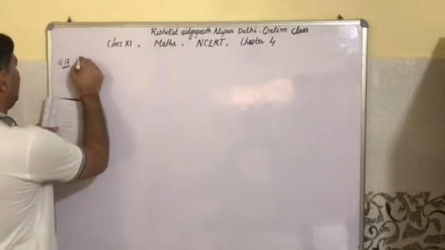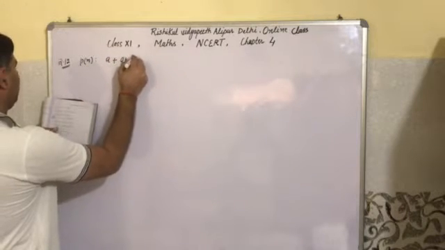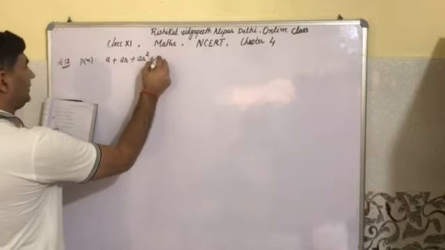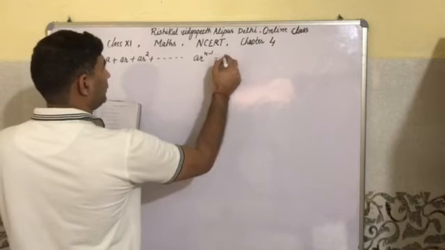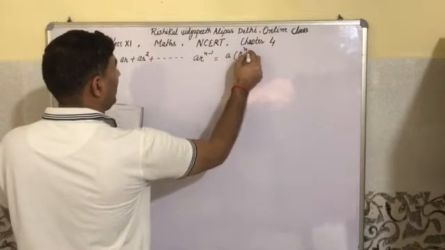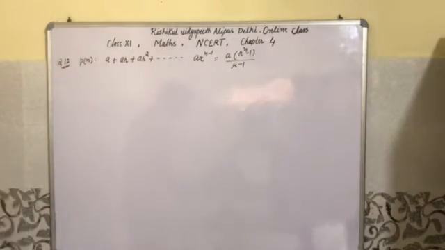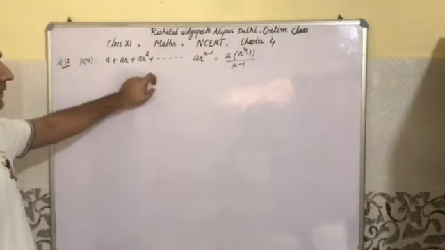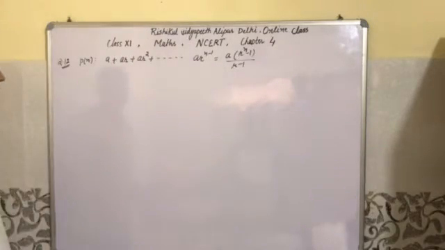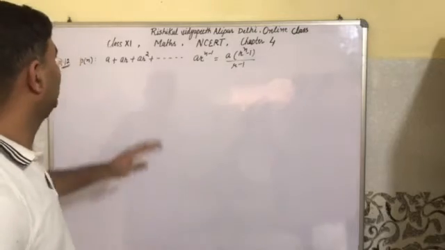Question number 12. P of n: a plus ar plus ar square plus and so on up to ar raised to power n minus 1 is equal to a into r raised to power n minus 1 upon r minus 1. This is the formula of GP, but we can prove that the left hand side is equal to the right hand side by the principle of mathematical induction. First we prove that n is equal to 1 is true.